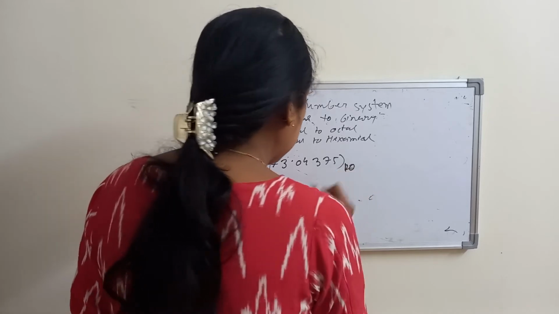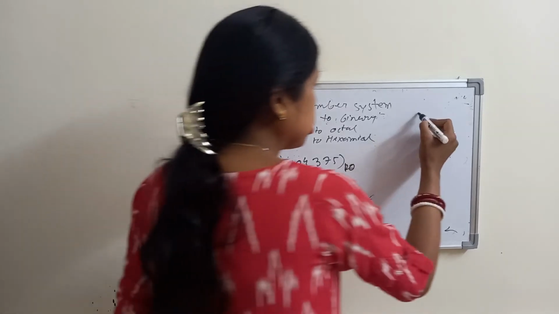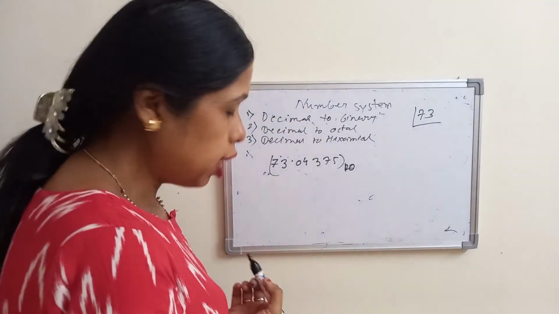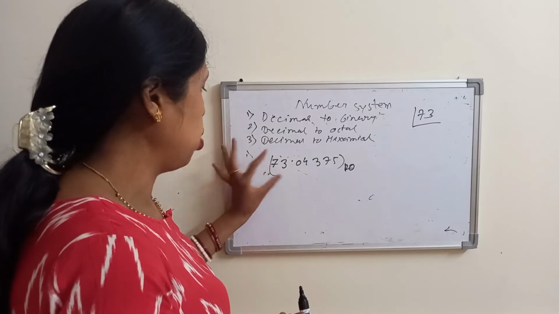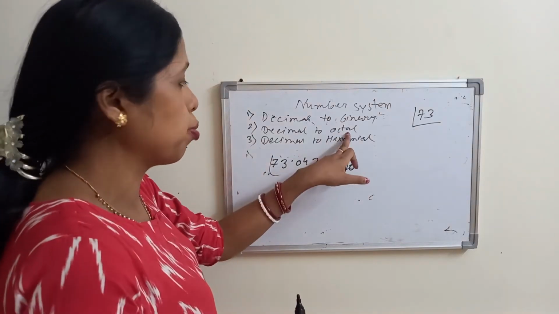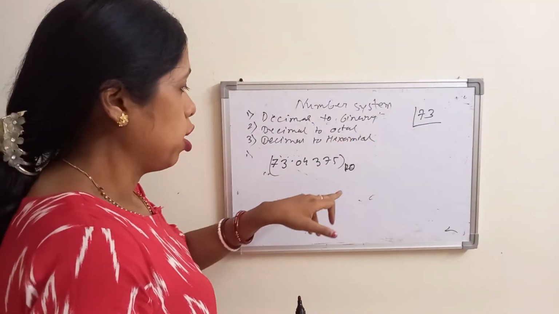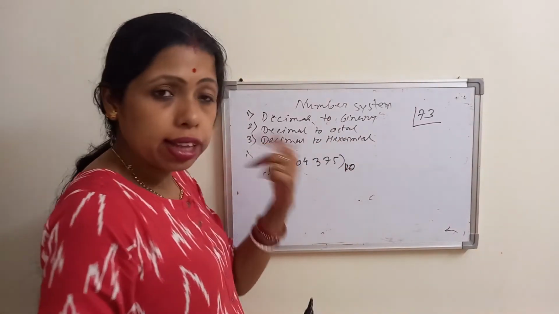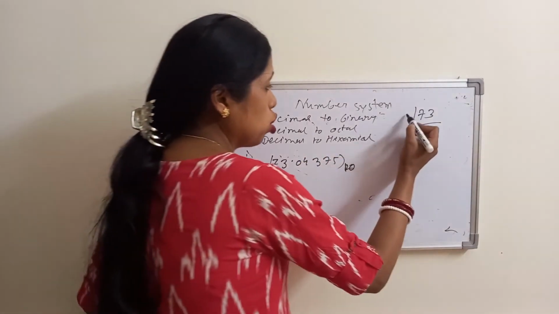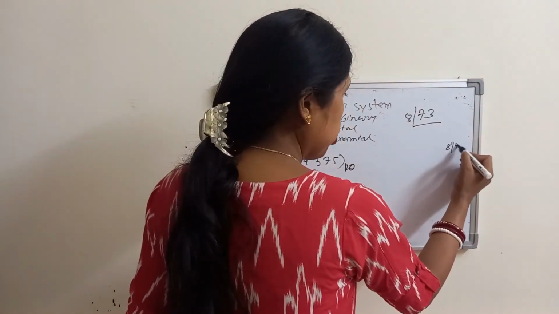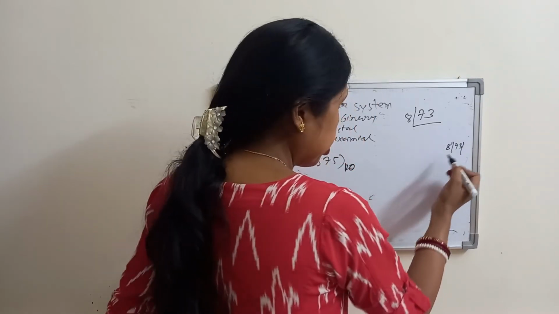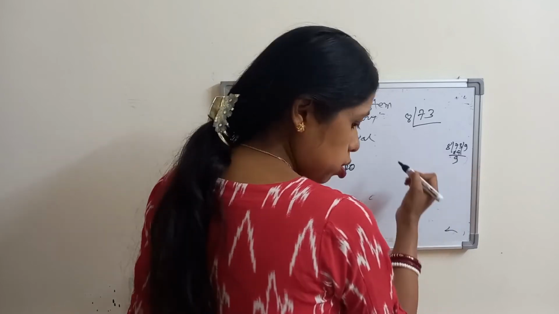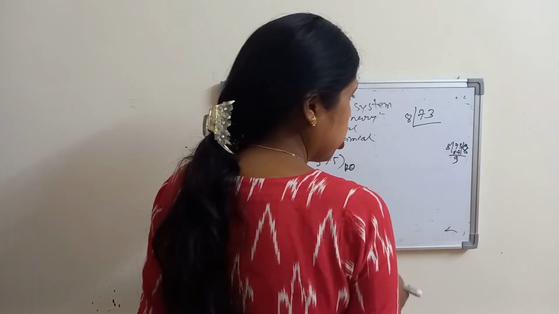Sorry, 73 is the decimal number. You have to divide 73 by 8, because the base of the octal is 8. The decimal number should be divided by the base of the other number system. If you divide 73 by 8, you will get 9.